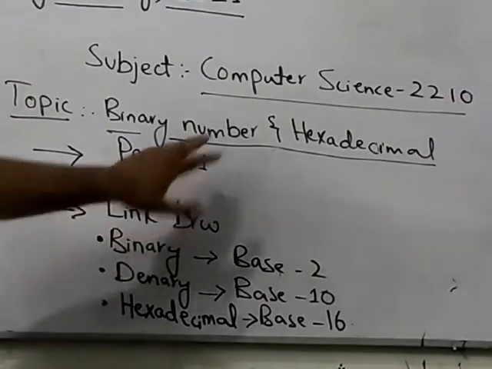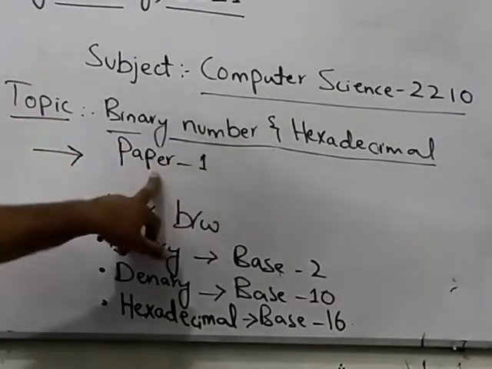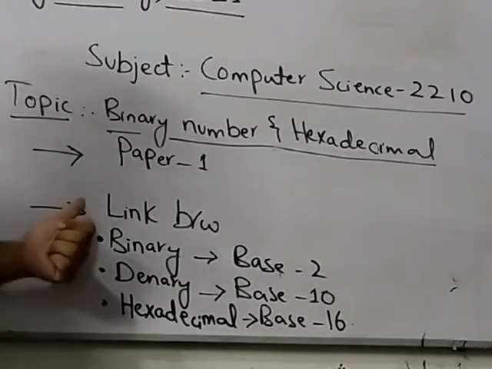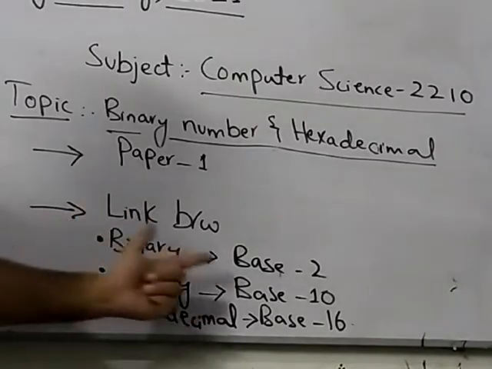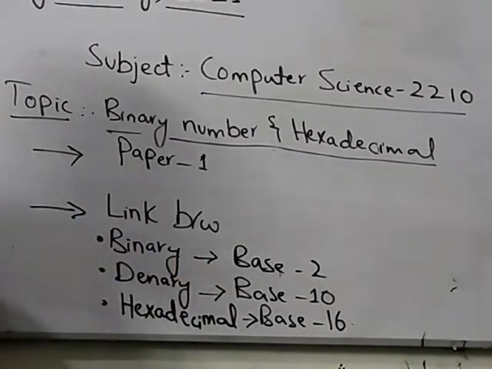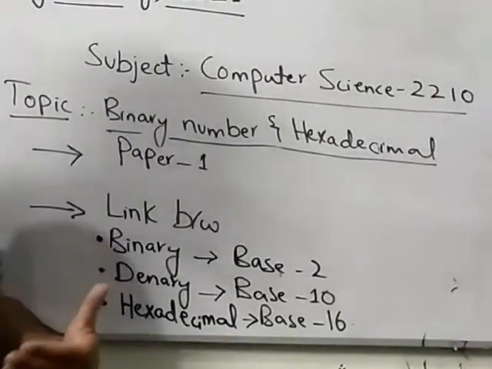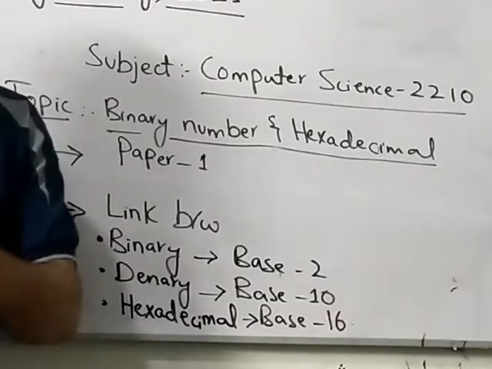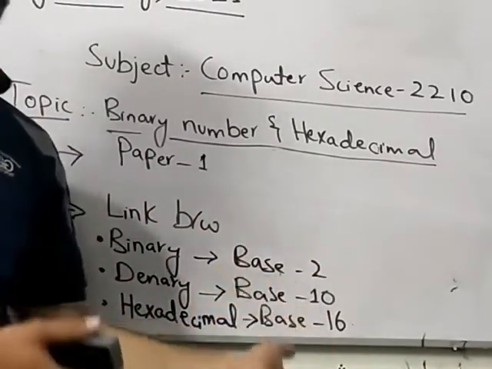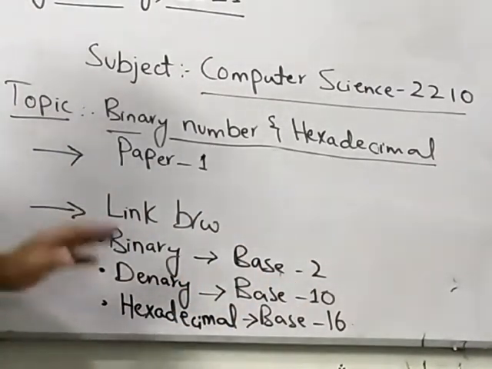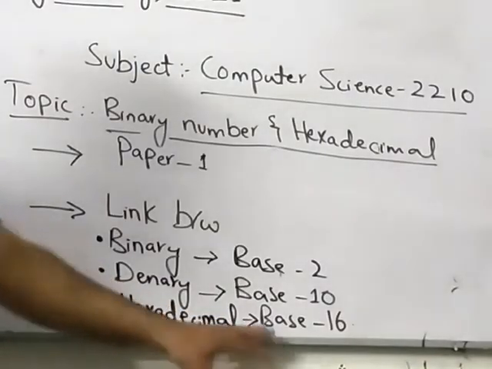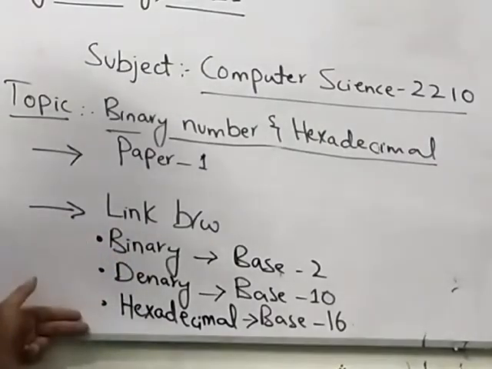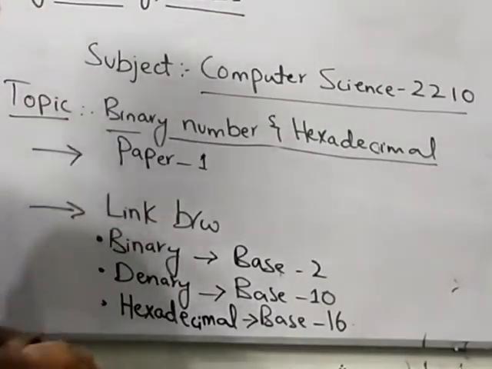Okay, now this topic is part of paper 1. And now we are going to create a link between binary, denary and hexadecimal, because our next objective is to convert binary number into hexadecimal. So before we start that activity, we need to know what base 10 is and what the link is between binary number, denary number and hexadecimal. So let's make a start.